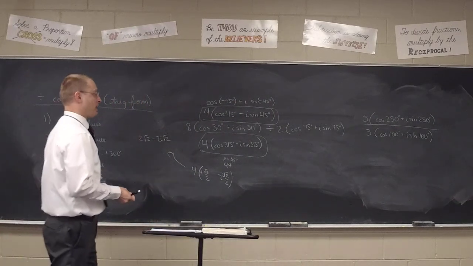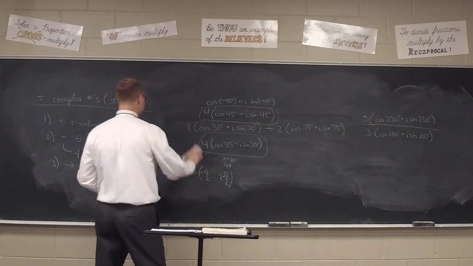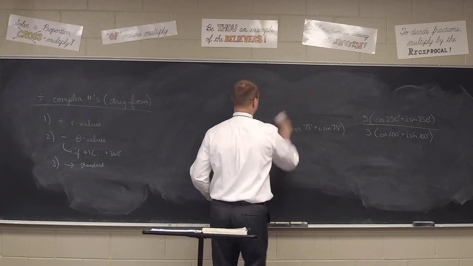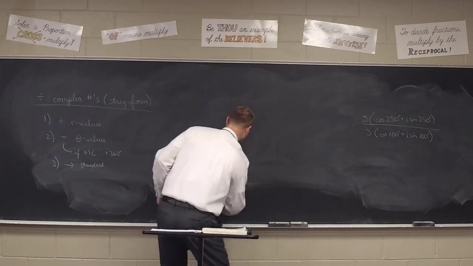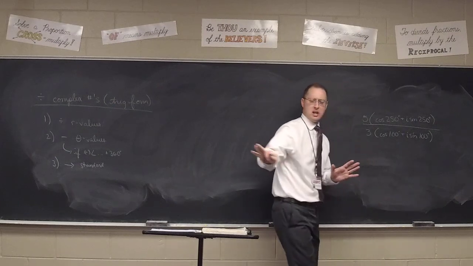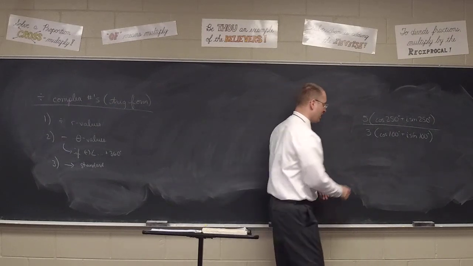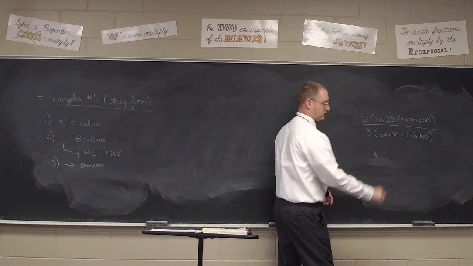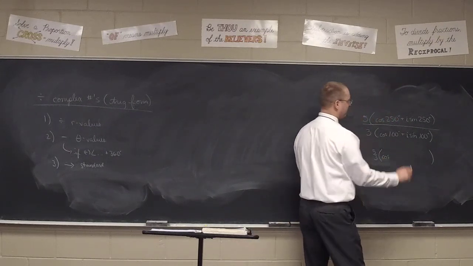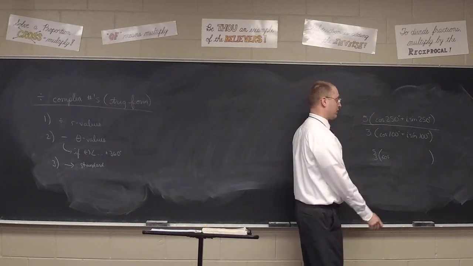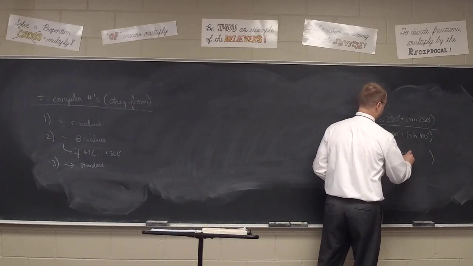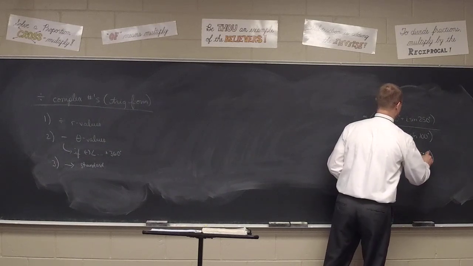What makes this one so obnoxious? I think you've already figured it out. 5 doesn't divide by 3 evenly. What is 5 divided by 3? 1.6... Oh, no. Stay away from decimals. Decimals are our enemies. We're just going to say 5/3. All right? Times the cosine of, ooh, careful. We're dividing. 150 plus i times the sine of 150.